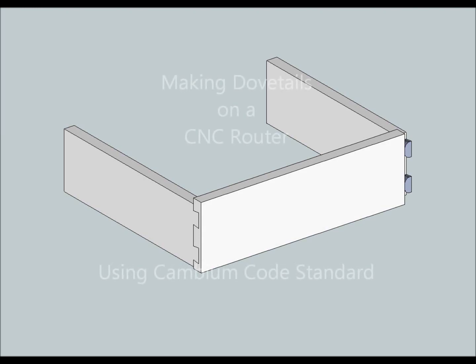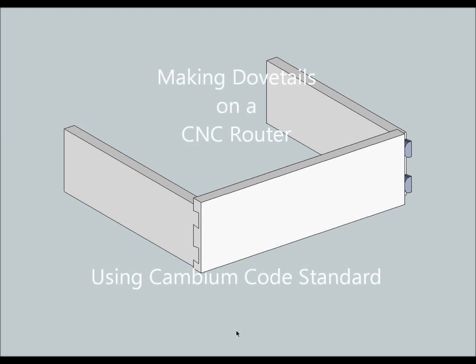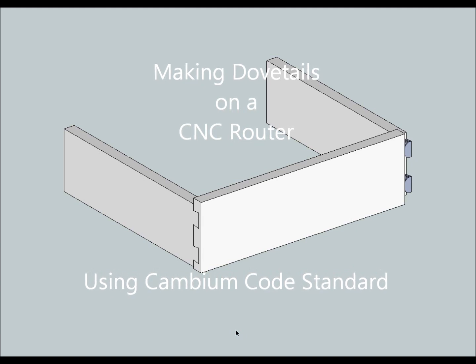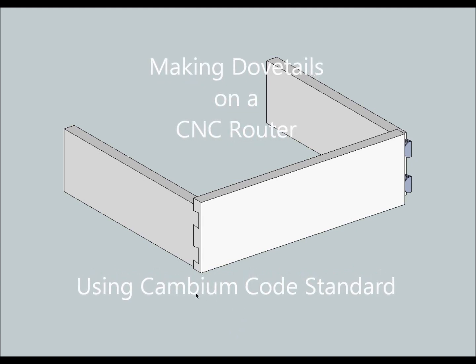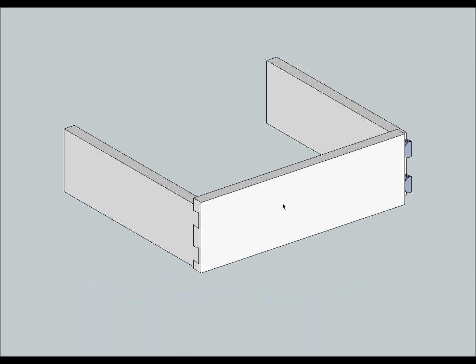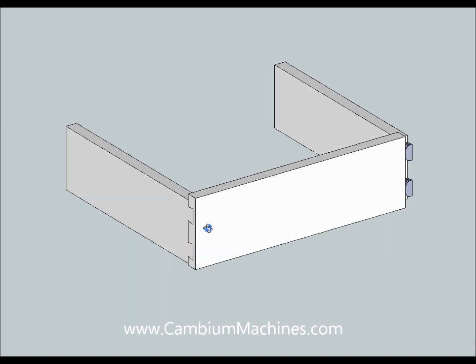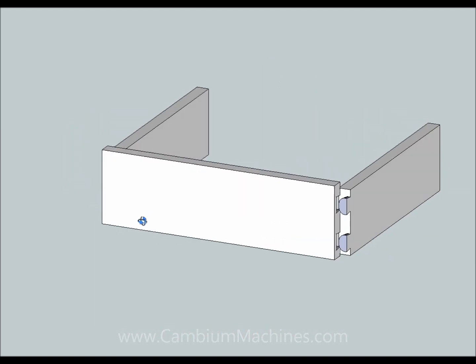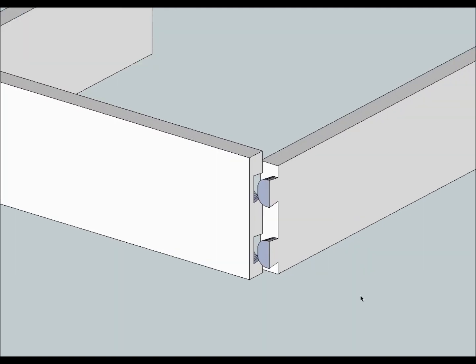This video is going to demonstrate how to use Cambium Code Standard to create some dovetail joints. The demonstration project that we're going to use is the beginning of this drawer, which is a drawer front and two drawer sides joined together with a couple of dovetails, as shown here in this slightly exploded view.